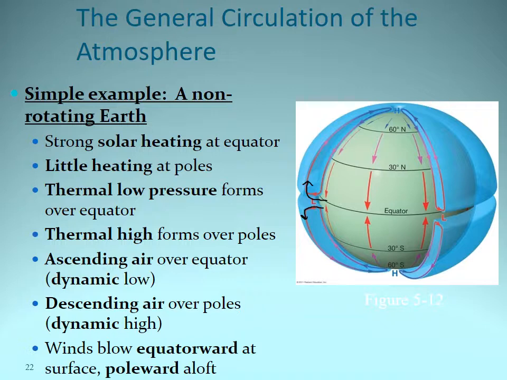Now, on the flip side, air wants to converge at the poles and sink. That sets up a high pressure. So then air at the surface goes from high to low. That's a very basic way of looking at the global circulation. We have one vertical circulation in each hemisphere. And that's basically what I've listed here in the slides. We have a thermal low, a thermal high. Then we have ascending air over the equator, descending air over the poles. And then at the surface, winds blow equatorward, poleward aloft.